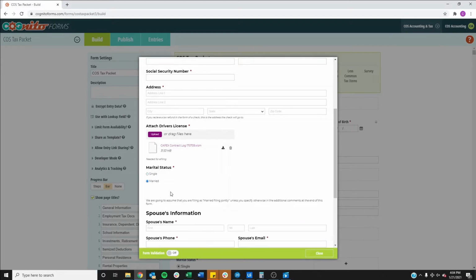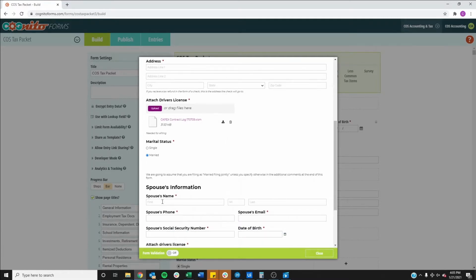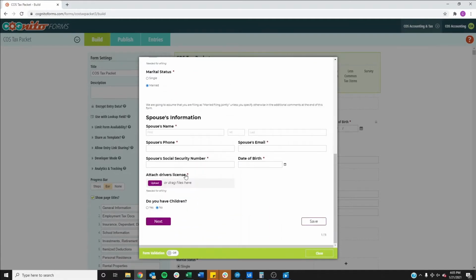The bottom section of this is regarding your marital status and whether you have children. If you are married for that tax year, we're going to assume that you are filing as married filing jointly, unless you specify otherwise in the additional comments section at the end of this survey. But if you are married, we're going to ask for your spouse's information, phone number, email, social security number, things like that, that should be shown as it's shown on his or her social security card.